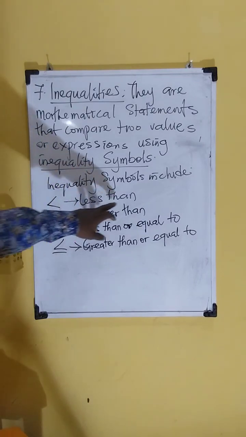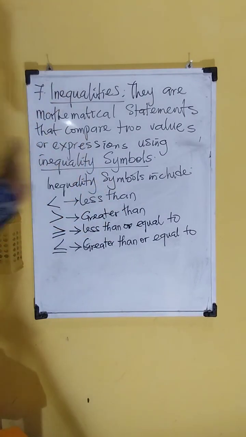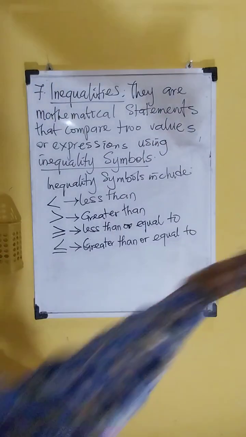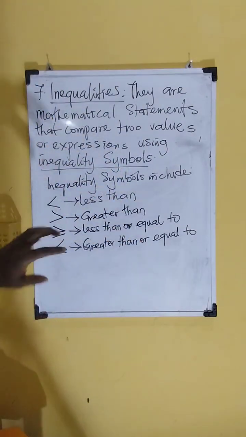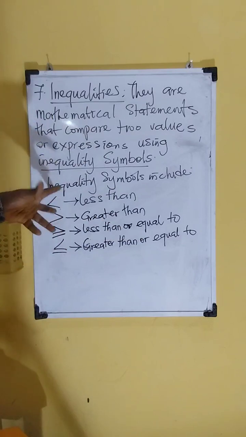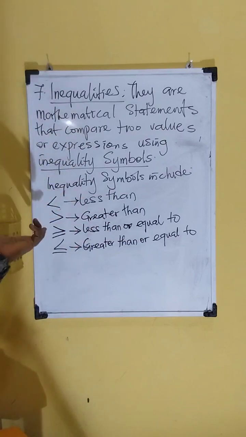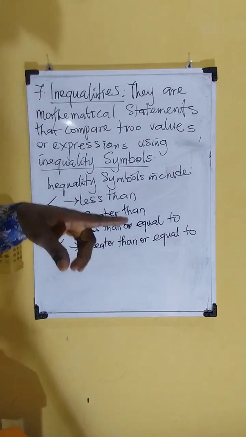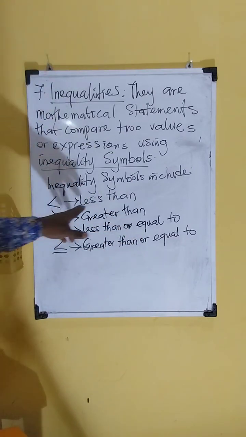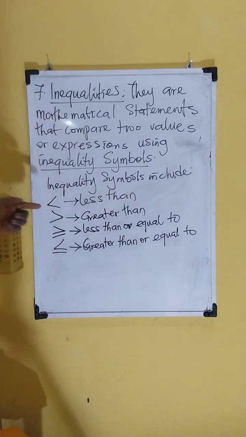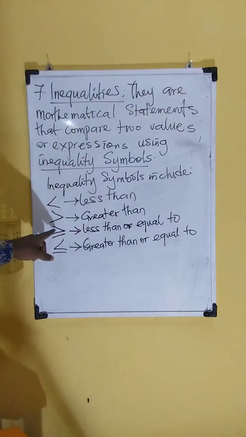This one that faces the left side is less than. This one that faces this way is greater than. A lot of people usually interchange these. They take this for the other. So this is the less than symbol. This is the greater than symbol. This is greater than or equal to.